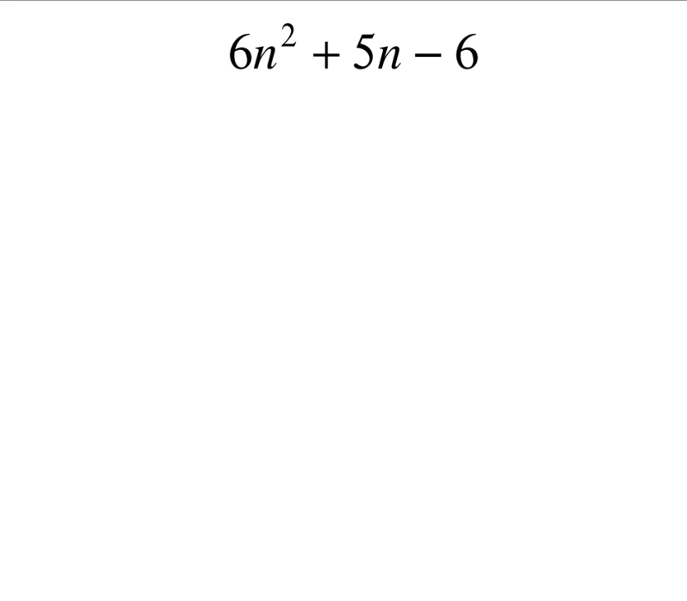Okay, this one here, I want you to pause it and give it a shot. All right, hopefully you did pause and give it a shot. We have 6n squared plus 5n minus 6, so I'm going to multiply my 6 times my negative 6, and I'm going to get a negative 36, right?